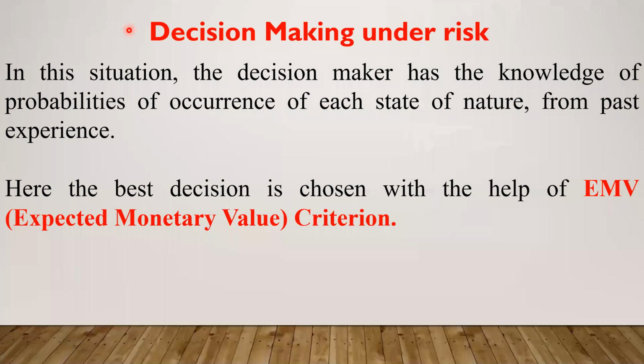Then decision making under risk. In decision making under uncertainty, the decision maker has no previous record available to him. But in decision making under risk, the decision maker has the knowledge of the probabilities of occurrence of each state of nature from past experience, because he has the past data available with him.